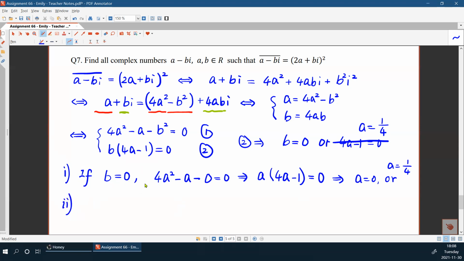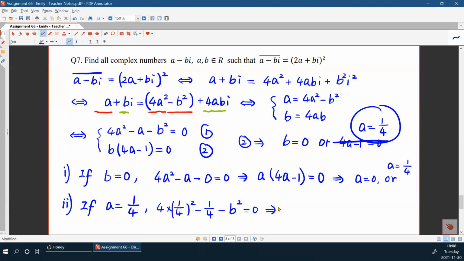Okay, so we have discussed what will happen if b is 0. And remember, there is another branch. That means you need to discuss what will happen if a is 1/4 here, right? If a is 1/4, let's just put 1/4 into the first equation. This time is 4 times 1/4 squared minus 1/4 minus b squared is 0, right? And you can see here we can solve b. So this is 1/4 minus 1/4 equals b squared, right? So that means b squared is 0. That means b is 0, right? Okay.